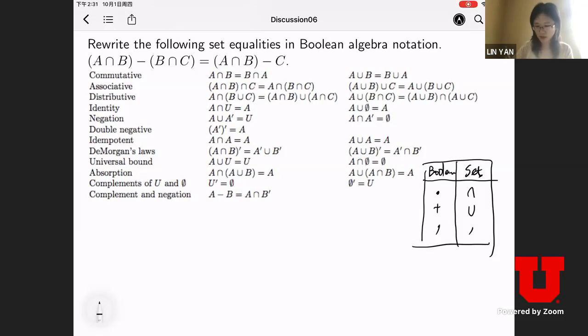Also, here is a hint. We have the relative complement operation in the original statement. So the relative complement of B with respect to A is the same as the intersection of A and B complement.